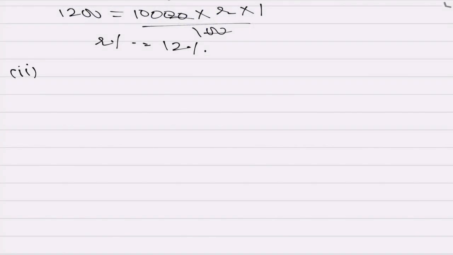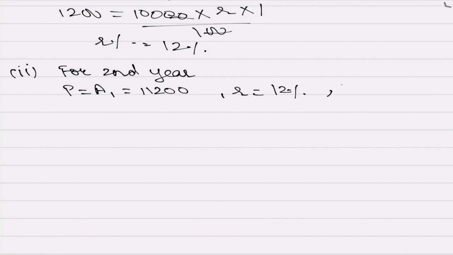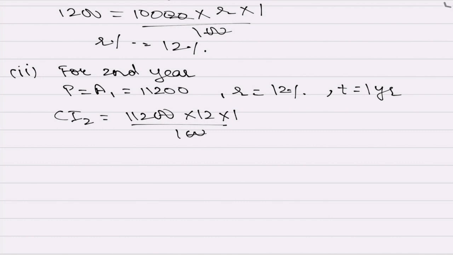Now we have to find the interest of the second year. For the second year, the amount of the first year will become the principal of the second year. That was 11,200. Rate we know now, that is 12%. Time period is 1 year. So now we'll find out the compound interest for the second year. Interest got in the second year means the compound interest of the second year. That is again P into R into T upon 100. When we solve, we'll see compound interest for the second year is 1,344 rupees.